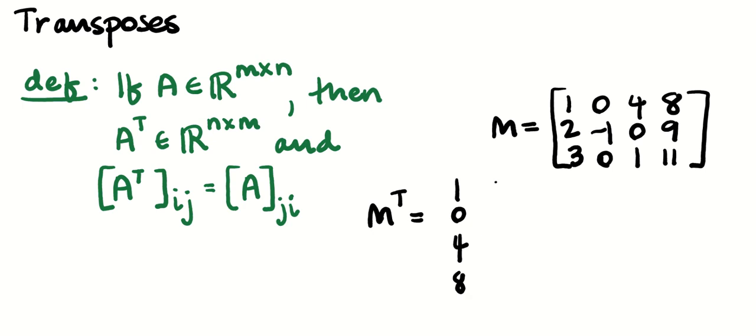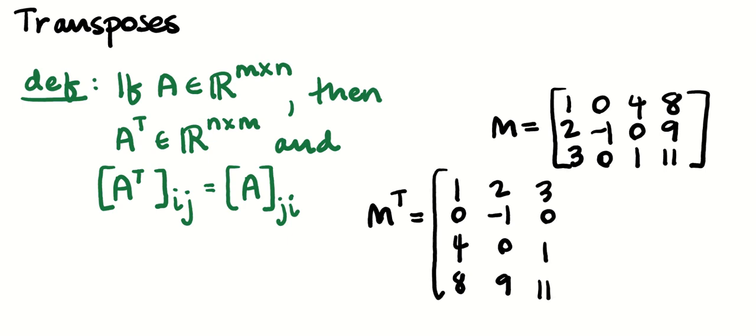1, 0, 4, 8, 2, negative 1, 0, 9, and 3, 0, 1, 11. That's M transpose. Now that I've done that, you might want to stop and check that what had been columns are now rows. I took rows and made them columns. So 1, 2, 3, I see that as a row. 0, negative 1, 0, yes. 4, 0, 1, 8, 9, 11. These are my rows. That's how we take a transpose.